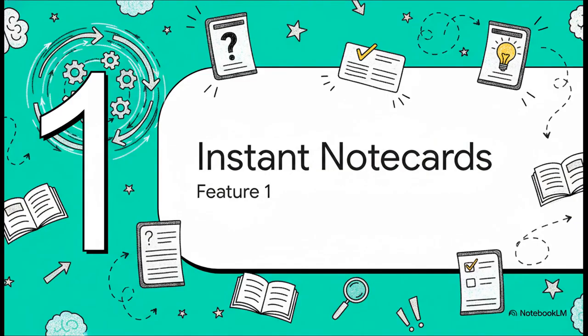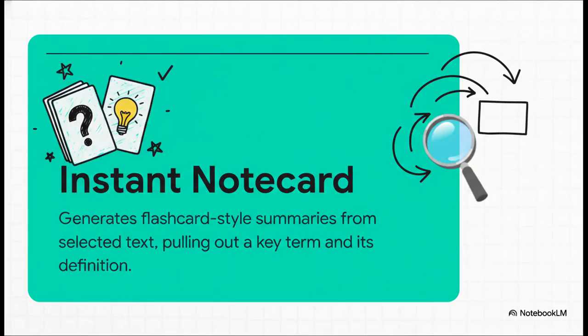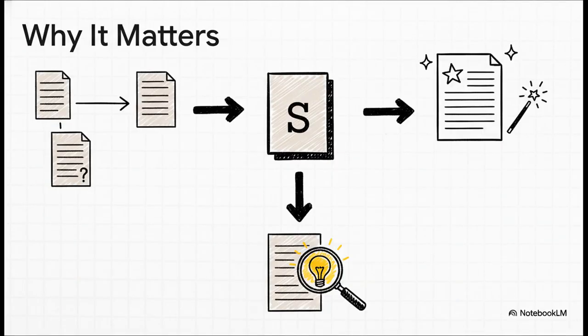All right. First up, let's talk about instant note cards. Seriously, this feature is an absolute powerhouse for creating review materials in like seconds. So you're not just getting a simple summary here. What's so cool is that NotebookLM intelligently looks at the text you've highlighted, pulls out what it thinks is the most important concept, and then gives you a super clear, concise definition. Perfect for a flashcard. So why is this such a big deal for us as educators?